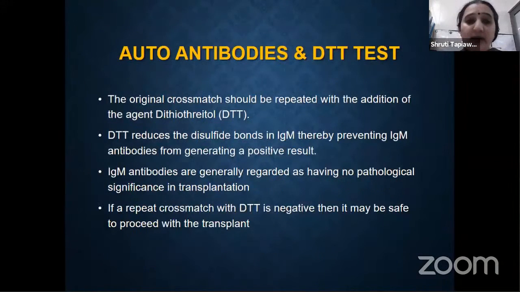How will I negate it? I will add DTT. There is an agent, dithiothreitol, which reduces the disulfide bonds, and this will cause the positive result to negate itself. And once you have DTT added and the reaction turns negative, it is safe to say that the cross match is negative.